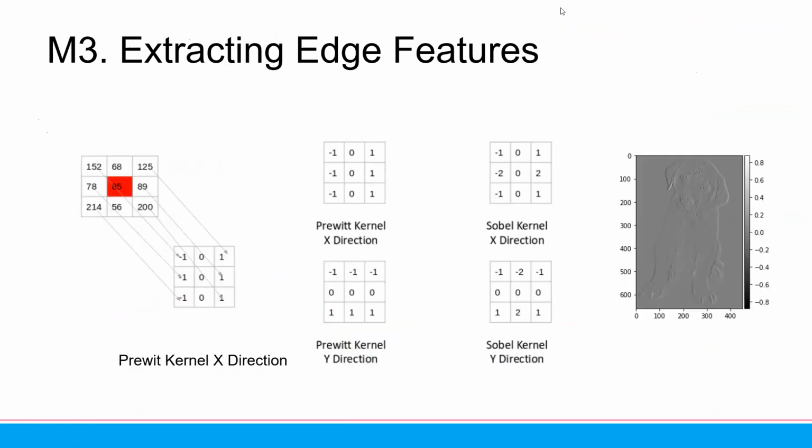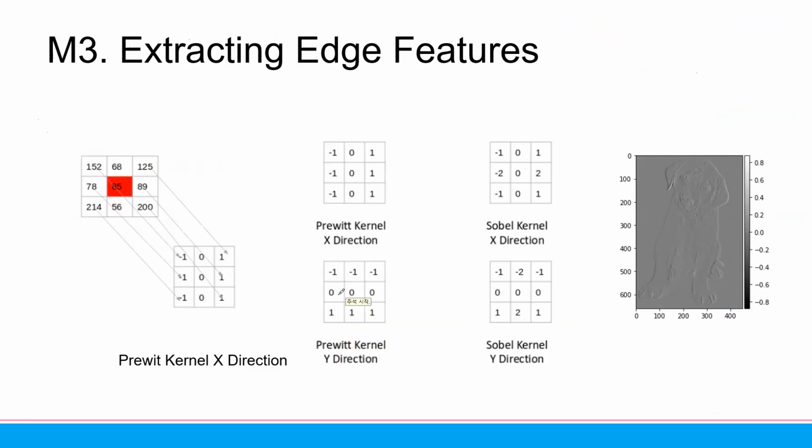So finally, we can make something like this one. We can figure out, okay, this is the edge of the image. This is the shape. And based on this shape, we can determine what this image is. Now, when we are extracting the edge features, there are some ways to extract it.